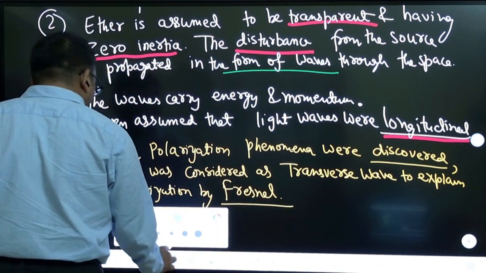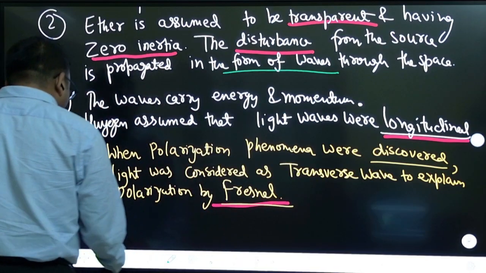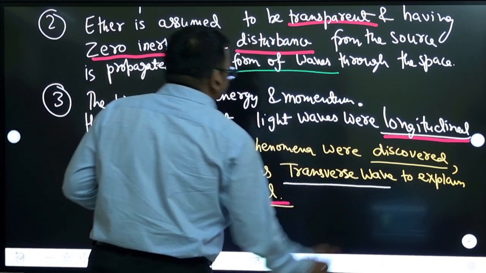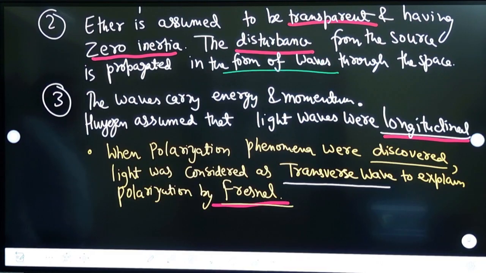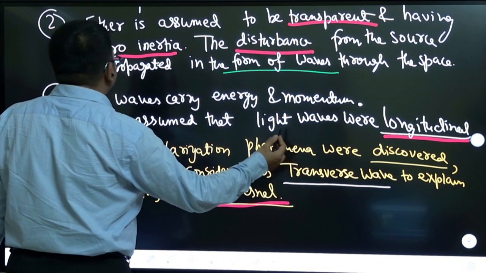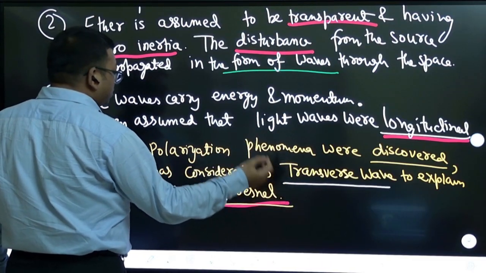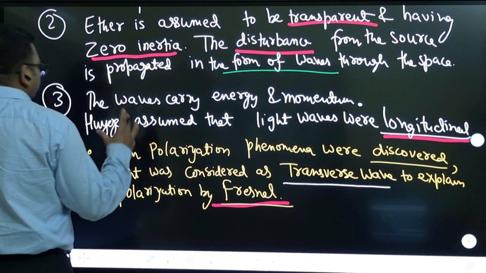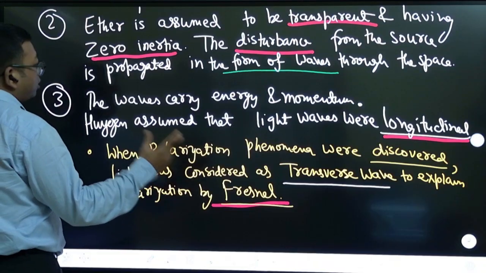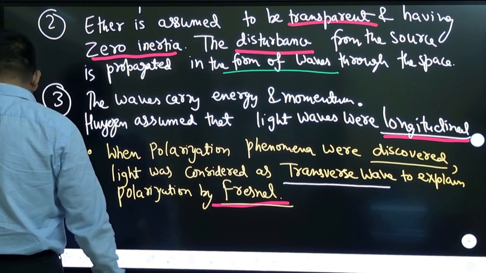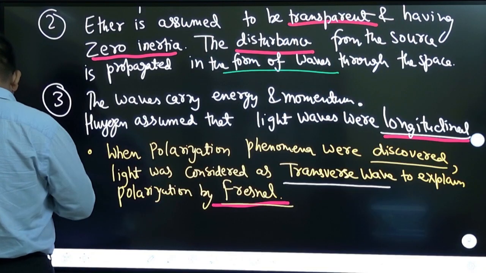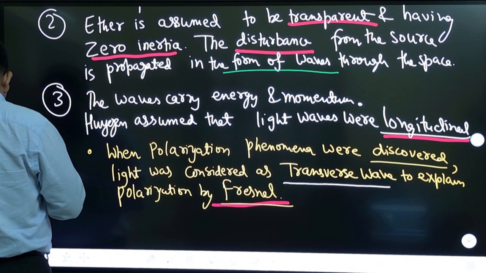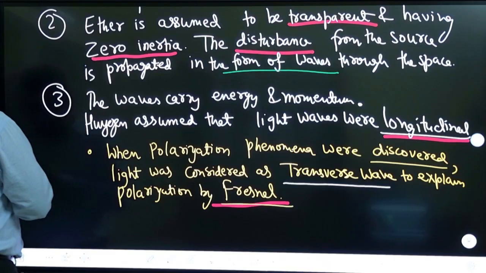So Fresnel had to explain the polarization. For explaining polarization, Fresnel had to believe or he has to assume that it is a transverse wave. And now this is completely contradictory. Huygens says it is longitudinal, Fresnel said it is transverse. So there was a contradiction. That means Huygens theory, longitudinal wave cannot be used to explain polarization. That's what it is. Okay. We cannot explain polarization using this theory.